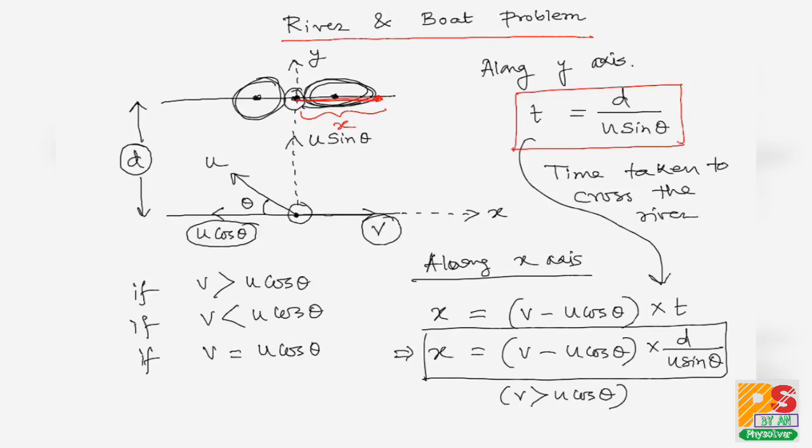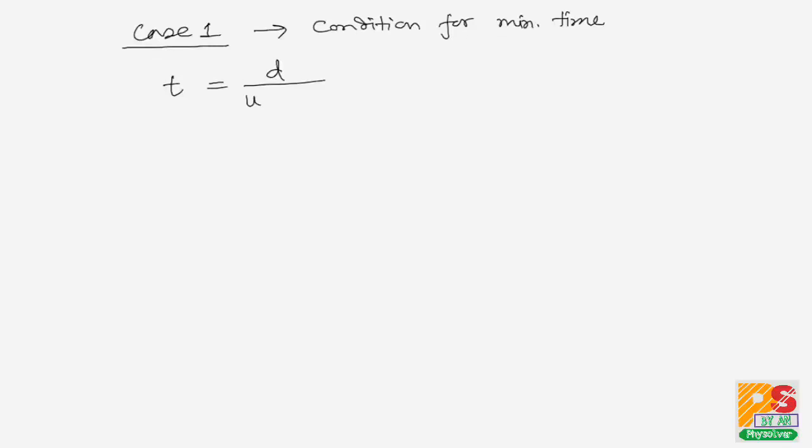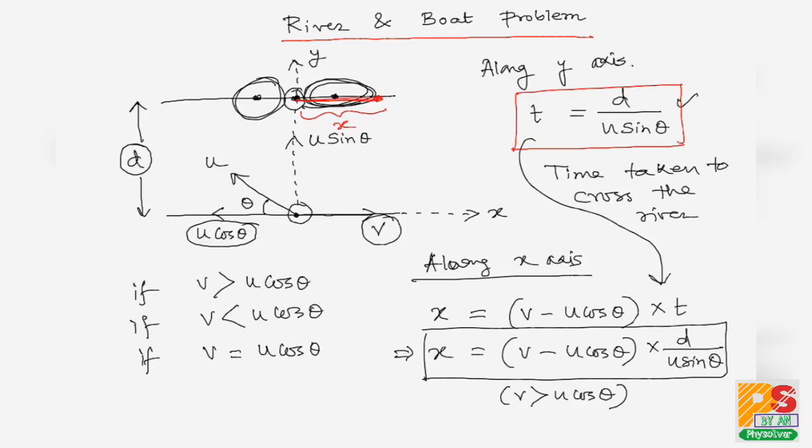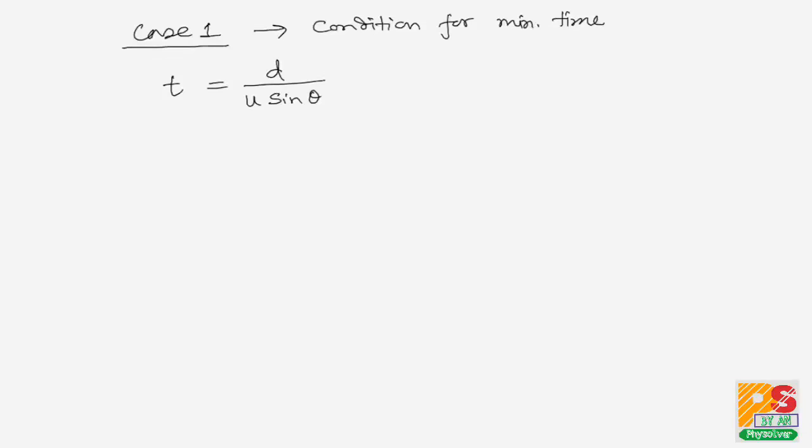Now proceeding to the next slide. Here we will discuss two cases. Case 1, this is the condition for minimum time. Now if I take the general formula for time taken to cross the river, it was t equals d by u sin theta. You can see from here. Now for time to be minimum, the denominator should be maximum, that is sin theta should be equal to plus 1 or theta equals 90 degrees.